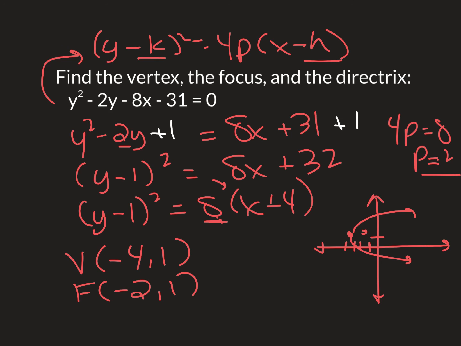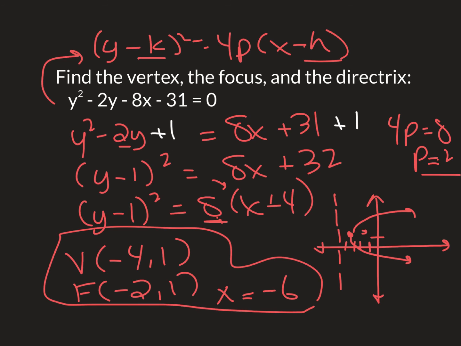So that's my focus. The directrix is going to be 2 this way, 2 behind the vertex. So the directrix is going to be x equals this time, because it's going up and down, it's going through the x-axis. X equals negative 6. So there are my 3 answers right there. The graph really helps to find those answers. And that's just completing the square. That may be the toughest one we're doing today, but hopefully that wasn't so bad.